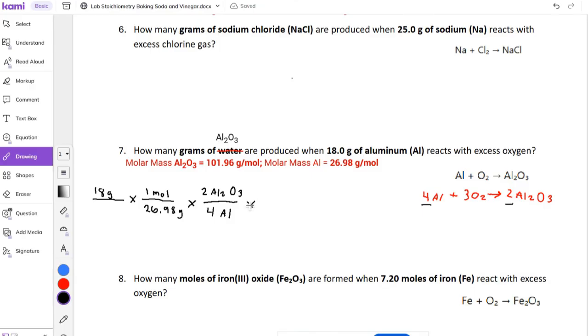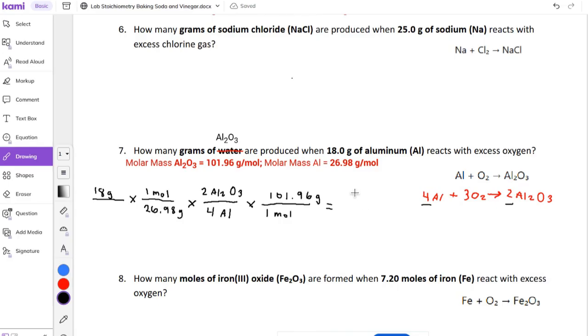And now our last step, we just got to convert moles back into grams. So moles back into grams. I don't want moles, so I put 1 mole on the bottom. We've done this 1,000 times. And aluminum oxide, 1 mole is 101.96 grams. So you can see it's always the same little format.